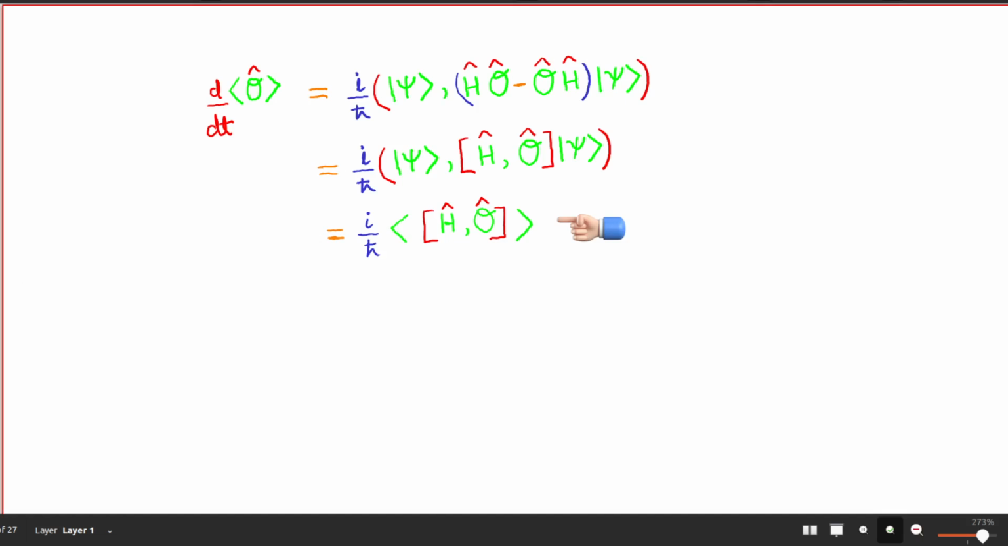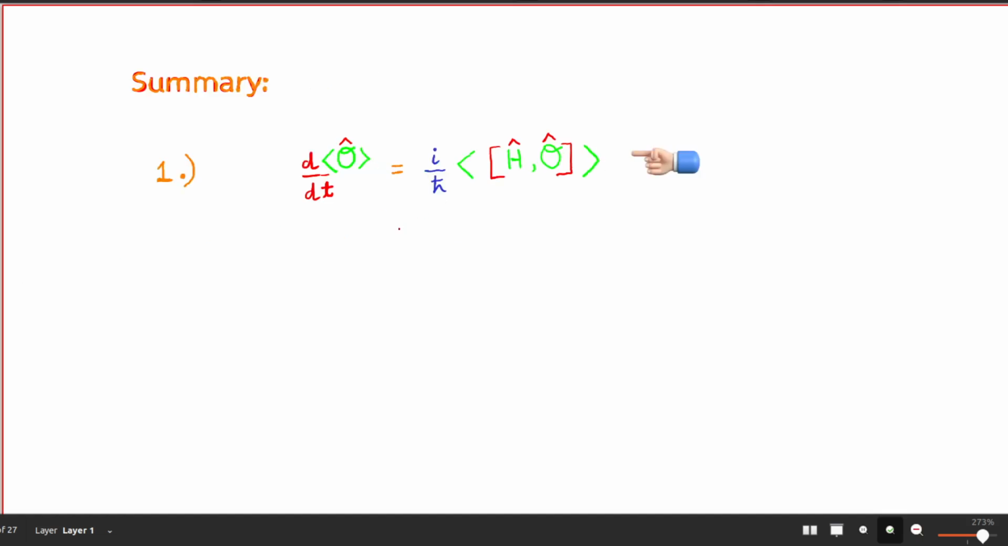So here is the summary. We proved this general result, which says that the time rate of change of the expectation value of any quantum observable O is equal to this constant factor i by h bar times the expectation value of the commutator of the Hamiltonian with the given observable O.